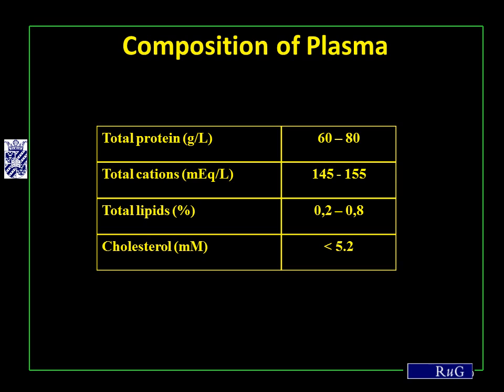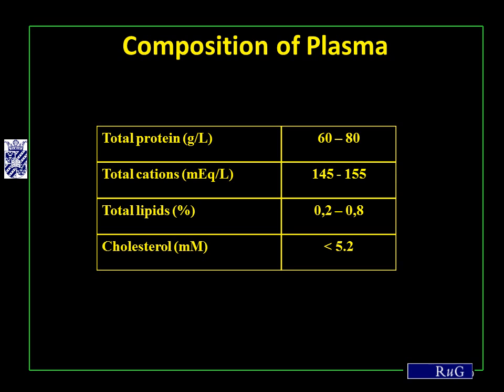Now it is important to understand the composition of your matrix, in this case plasma, as much as it is important to understand the physical-chemical properties of your analyte. Plasma is a very protein-rich biological sample. You can see here there are 60 to 80 grams per liter of protein. It also has quite a high ionic strength, as the milliequivalents per liter of cations is about 150 millimolar.